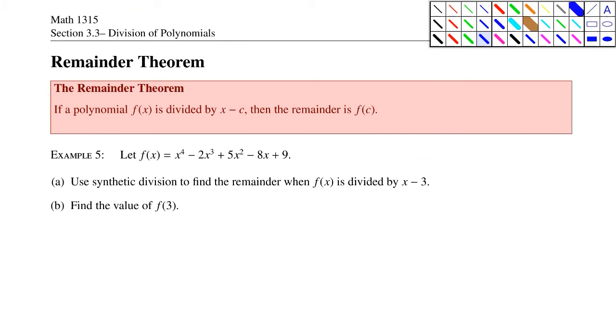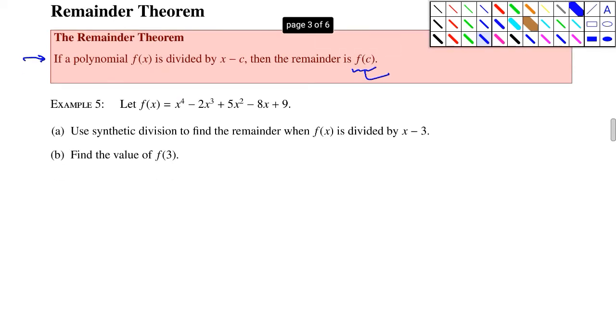Next, let's look at the remainder theorem. The remainder theorem says if a polynomial f of x is divided by x minus c, then the remainder when you do this division is the same thing as evaluating the function at x equals c, known as f of c. So let's demonstrate that with example number 5. Let's let the polynomial f of x be equal to x to the fourth minus 2x cubed plus 5x squared minus 8x plus 9. In part A, use synthetic division to find the remainder when f of x is divided by 3.